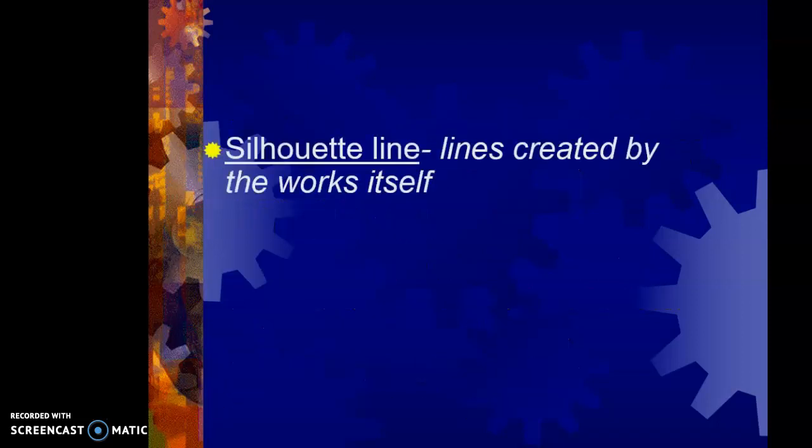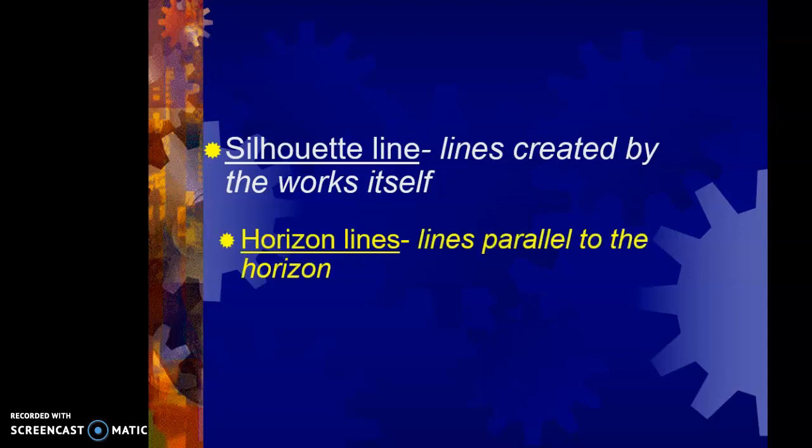Now, a silhouette line are lines that are created by the work itself. So you guys are used to this. The back ends of the mud flaps on the semi-truck trailers is the outline of the female figure. That's the silhouette line.